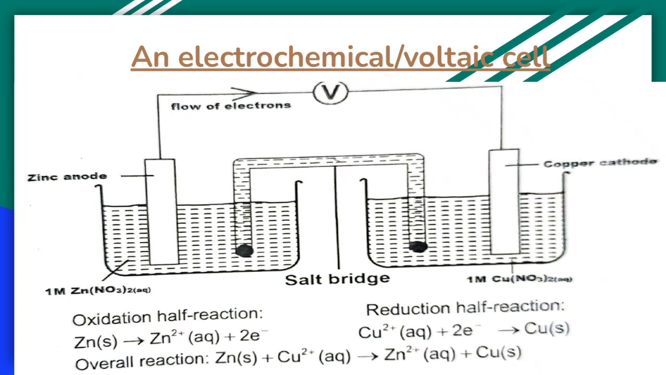Zinc, being more reactive, goes to solution, forming zinc ions, leaving electrons behind, while the solution becomes more positive. Electrons flow from the zinc rod into the copper rod in the other half cell. Copper ions gain electrons, forming brown copper metal. So at the end of this experiment, you realize that the side containing zinc undergoes a decrease in mass, while the side that has the copper rod has an increase in mass because of the gain of electrons which combine with the copper ions to form copper atoms, which coat the copper rod, increasing the mass of the copper.